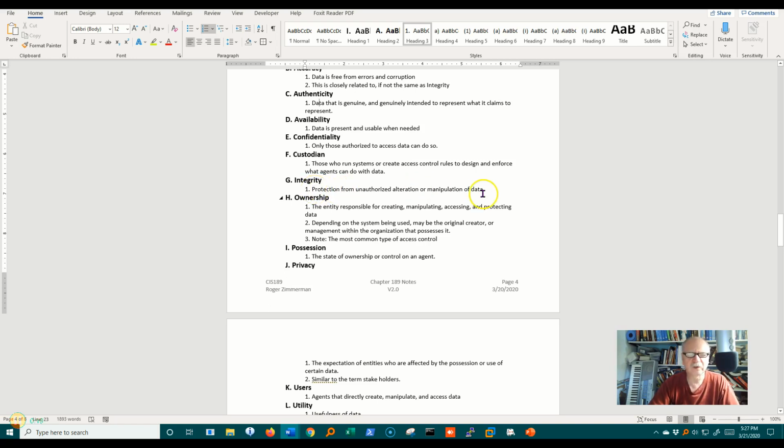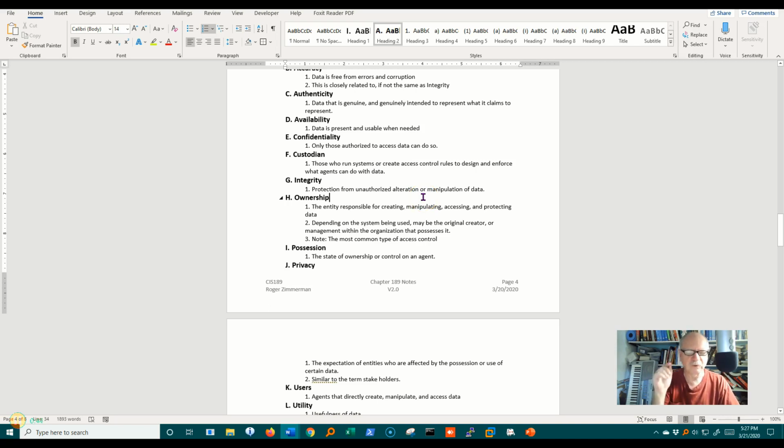This also, by the way, sometimes something called non-repudiation is incorporated or included in this concept of integrity. Non-repudiation is that concept that I can prove that you are the one that sent a particular document, for example. You can't deny it. Ownership is who's responsible for this data.